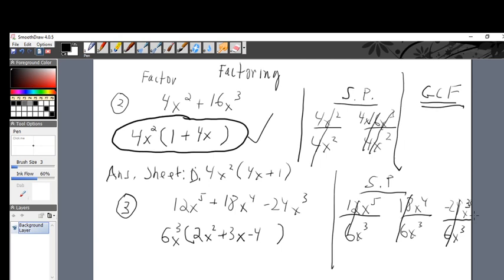There we go. And x cubed over x cubed is 1. So don't put a 1 here. Minus 4 times 1 is minus 4. So leave it alone. Minus 4. That's it. We're done with this problem. Here is the answer. We have factored. We took the GCF out of there.